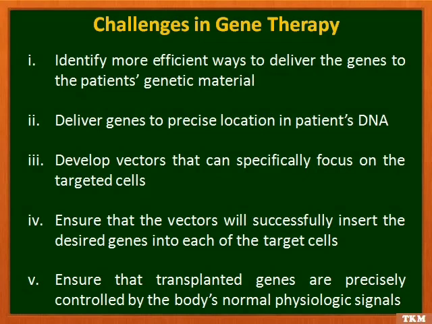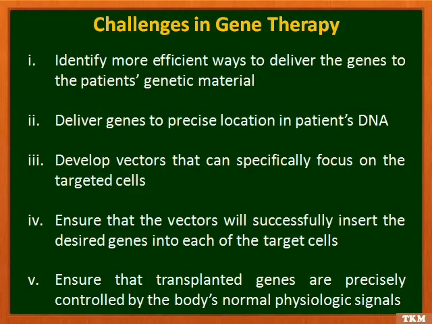Now there are several challenges in gene therapy, like identifying more efficient ways to deliver the genetic material to the patient. We do have several ways, like the gene gun, or we directly inject them, but these are not that efficient. Second is delivering the genes to a precise location in the patient's DNA. Again, this is very difficult to do. Third is developing vectors that can specifically focus on the targeted cells, so that we can reduce the side effects of the cytotoxic drugs on the normal cells.